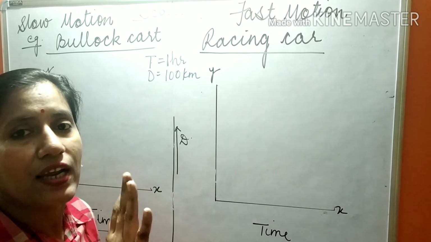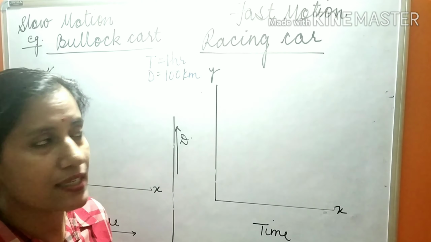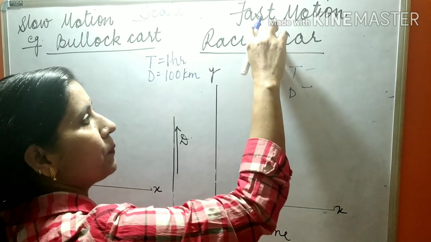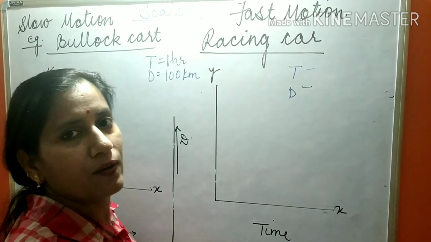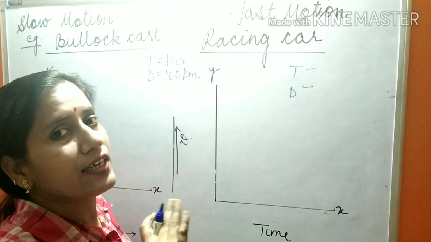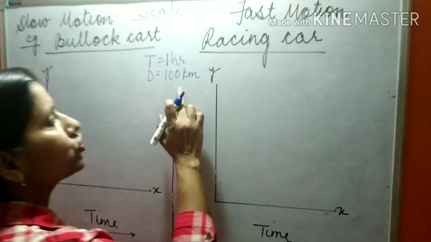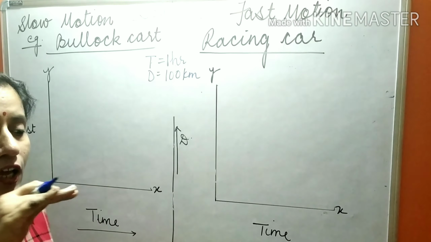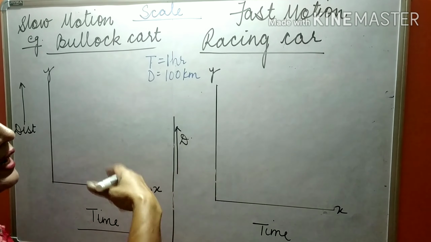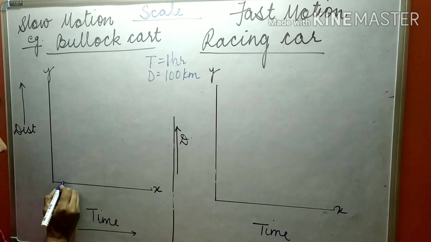Fine, this is if data is not given. What is data? Like in some questions, time and distance for a particular object is already given. You do not have to assume. But if data is not given, then we are assuming that if it is a bullock cart, it will be moving slowly, so it will take more time. So we started with 1 hour. Fine. So let's put the value.